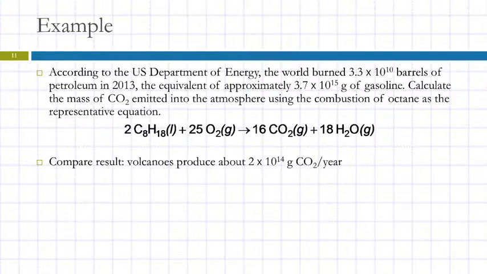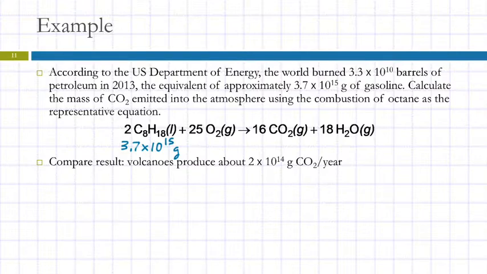But it's kind of interesting. So this is the number we want to use. It says of gasoline, but we're saying using the combustion of octane. And because this problem might be a little more interesting, it's also something I wouldn't do to you on a test. But anyway, we're doing it now. 3.7 times 10 to the 15. So we're going to say that the gasoline is octane and that we have that many grams of octane.